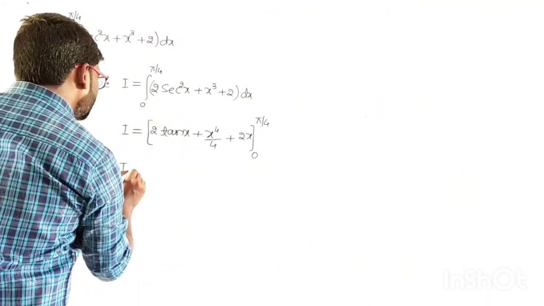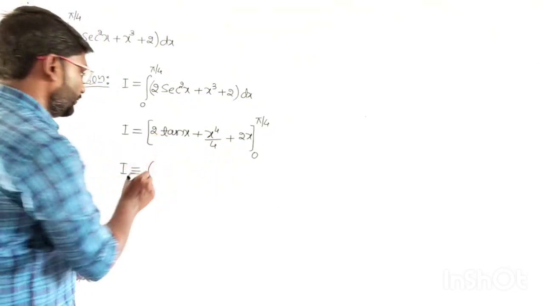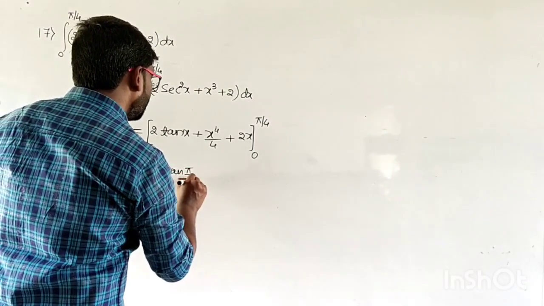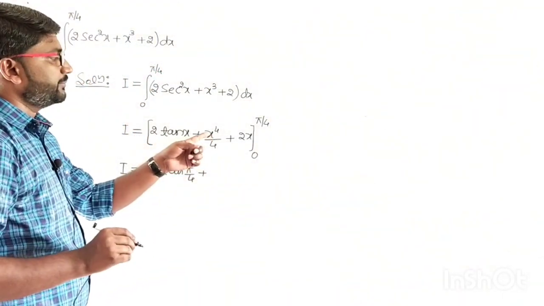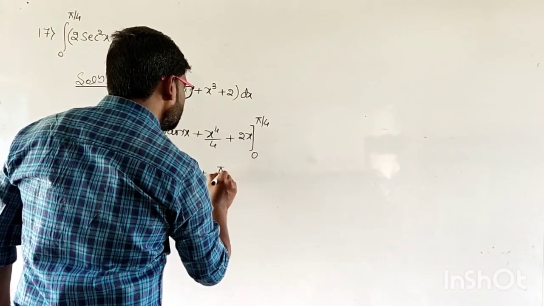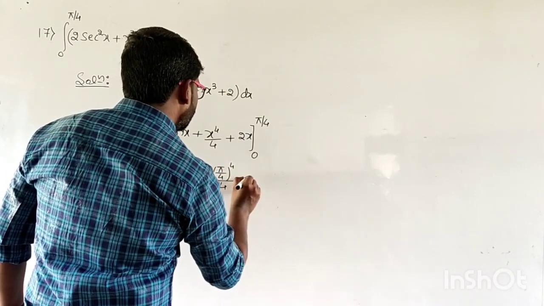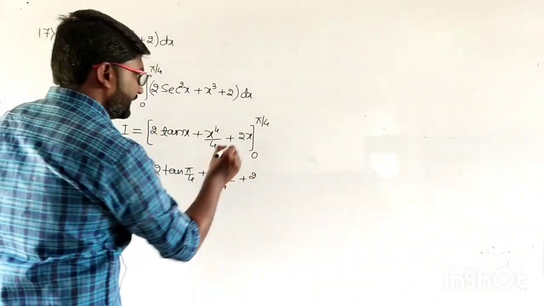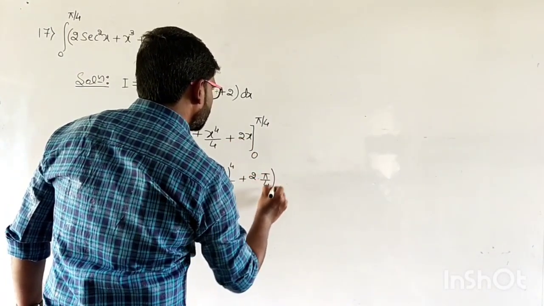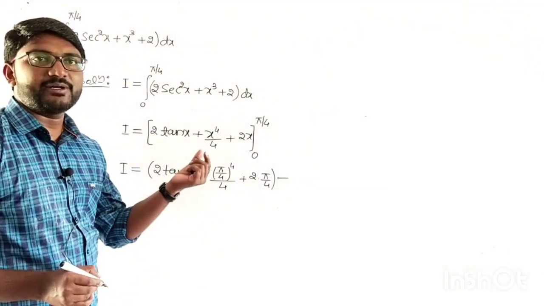I, which is equals to, so let's go for the upper limit now. 2 tan pi by 4 plus, so in place of x we have to write pi by 4. So pi by 4 to the power 4 divided by 4 plus 2 times, in place of x we have to write pi by 4. This is upper limit minus the lower limit. So it is, in place of x I have to write 0.